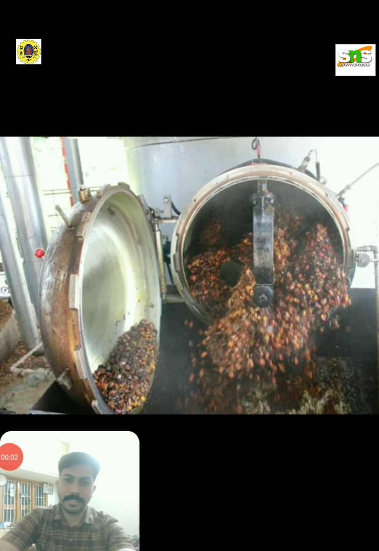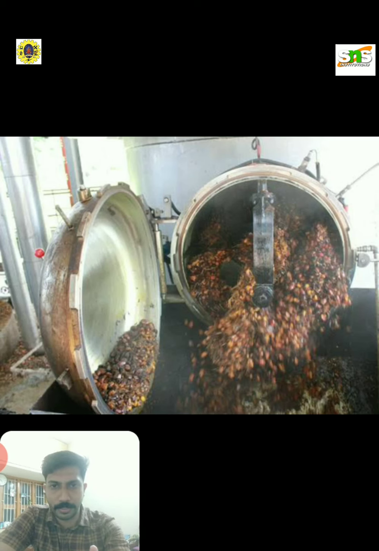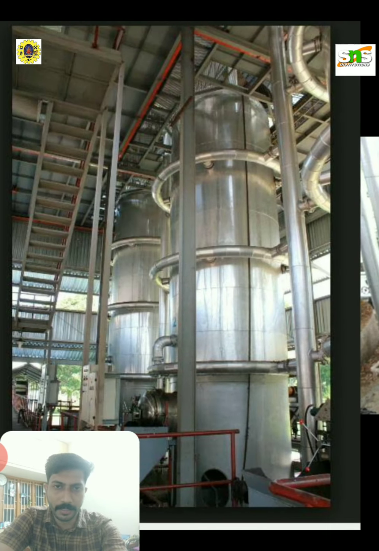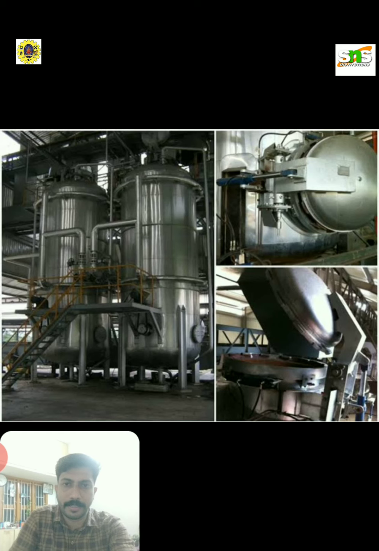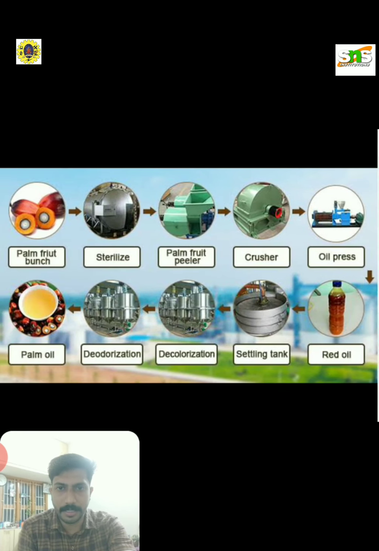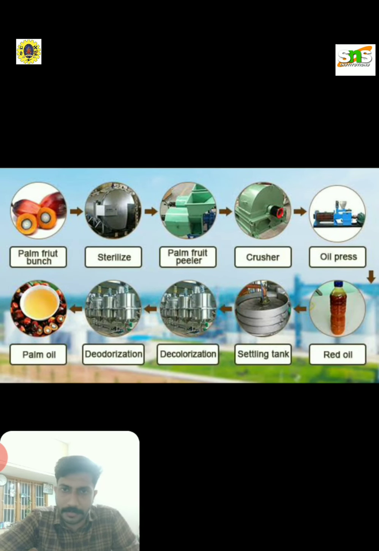Dear students, this is a typical vessel that has been used. This is a microwave vessel, or a microwave cavity device, that is used to sterilize or heat the palm oil fruit. This is the industrial structure for palm oil sterilization. It's a big microwave device that is used to heat the palm oil fruit, and the whole process is explained in this block diagram.